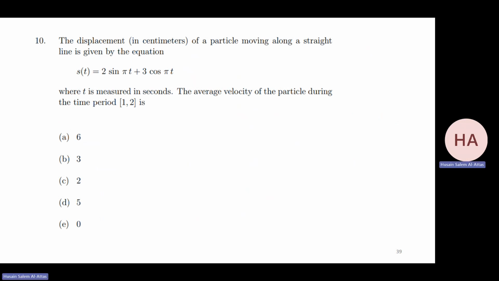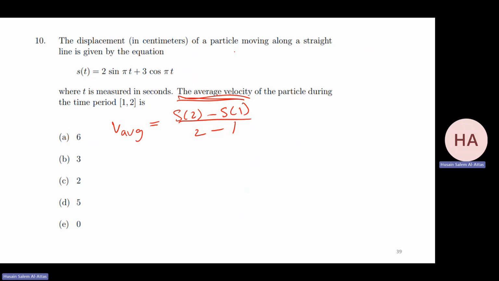Here, actually, it needs the chain rule. You cannot do... Oh no, he wants the average velocity. Oh, okay. The average velocity is what? S at 2 minus S at 1 over 2 minus 1.